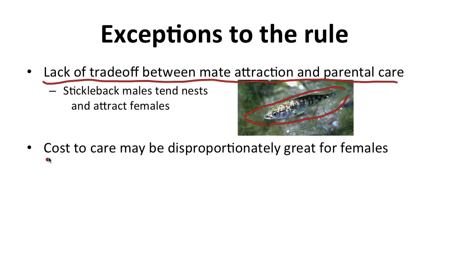The other possibility is that the cost of care may be disproportionately great for females. So for example, with the water bugs, the females have already invested very heavily in producing all these eggs. If they then had to go around carrying them and shaking them and doing all this stuff, it's possible they just wouldn't make it. It's possible they just wouldn't survive. So in that sense, there had to be some sort of division of labor so that the species could continue. Again, these exceptions are essentially helping reinforce the overall principles.